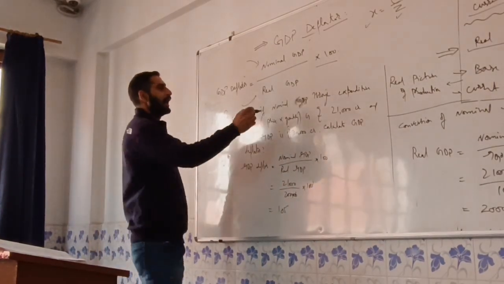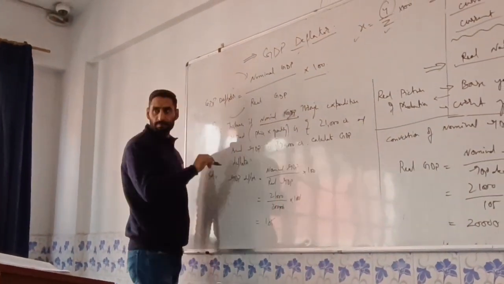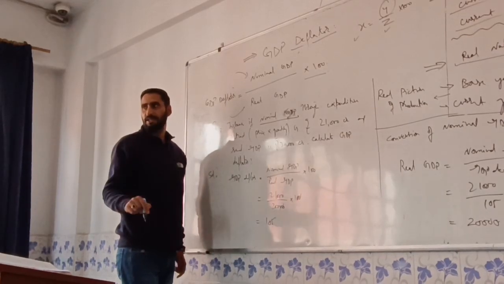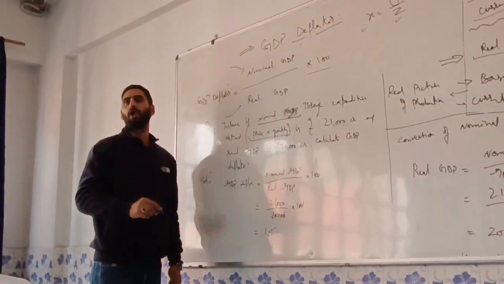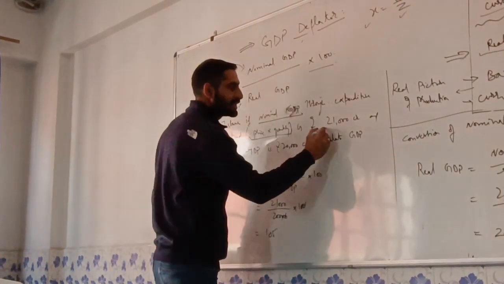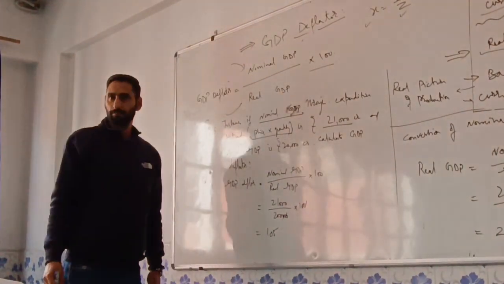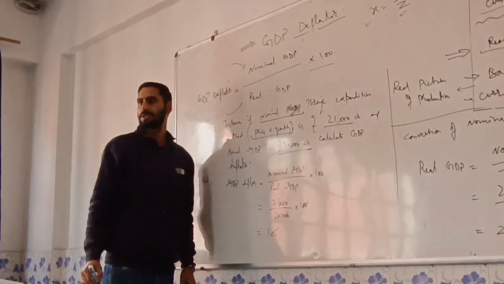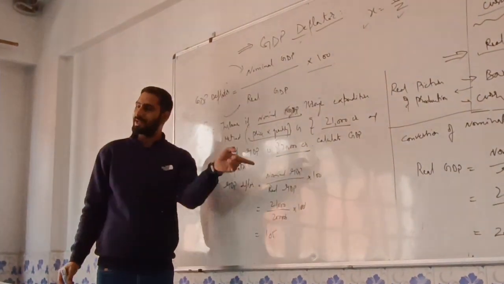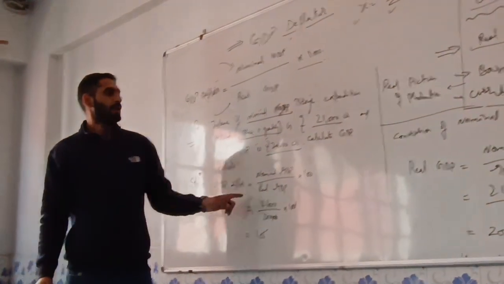For instance, our nominal GDP through the expenditure method, because recently we have done the expenditure method, where we take price and quantity into consideration. Let us say it is 21,000 crore rupees and real GDP is 20,000 crore rupees. So nominal GDP here is greater than the real GDP.